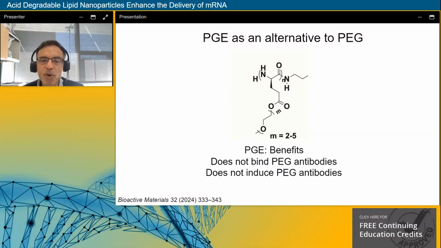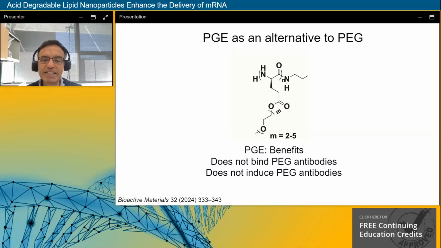One polymer that we think is quite interesting is a polymer called PGE. And the chemical structure is shown here. It's a polyglutamic acid, which has been esterified with short ethylene oxide grafts. The rationale for having this type of polymer is that it turns out that PEG antibodies only bind PEGs of 7 units in length or larger. They can't bind short PEG fragments.